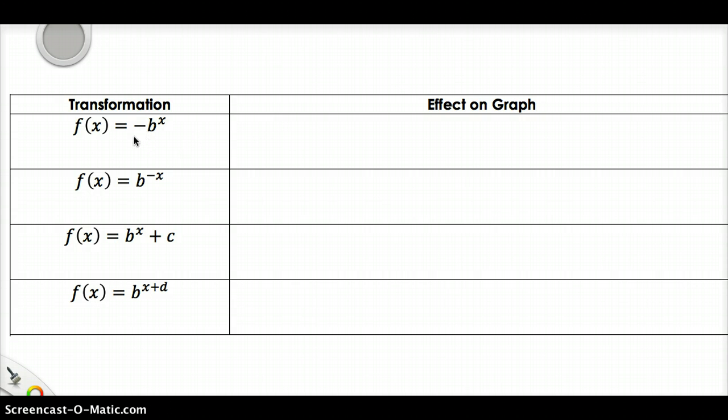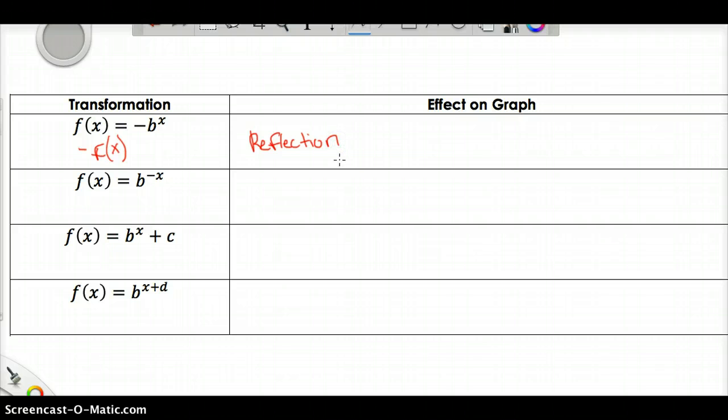Whenever we have a negative in front of an exponential function, and last semester we referred to this as negative... Let me just correct my... Alright, we refer to it as negative f of x. Whenever you have a negative in front of this, you're going to have a reflection over the x-axis.